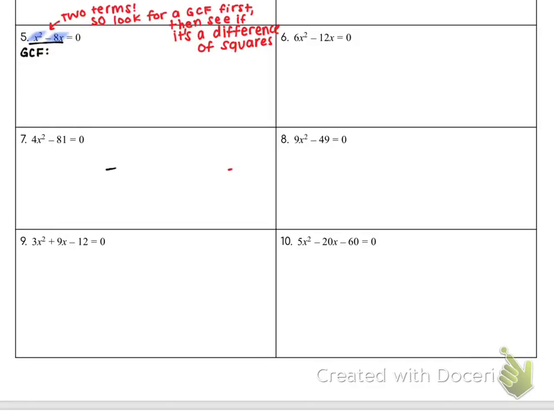So there is actually a GCF, which is x. So we're going to take out x from each piece. Okay, so look what we just did.